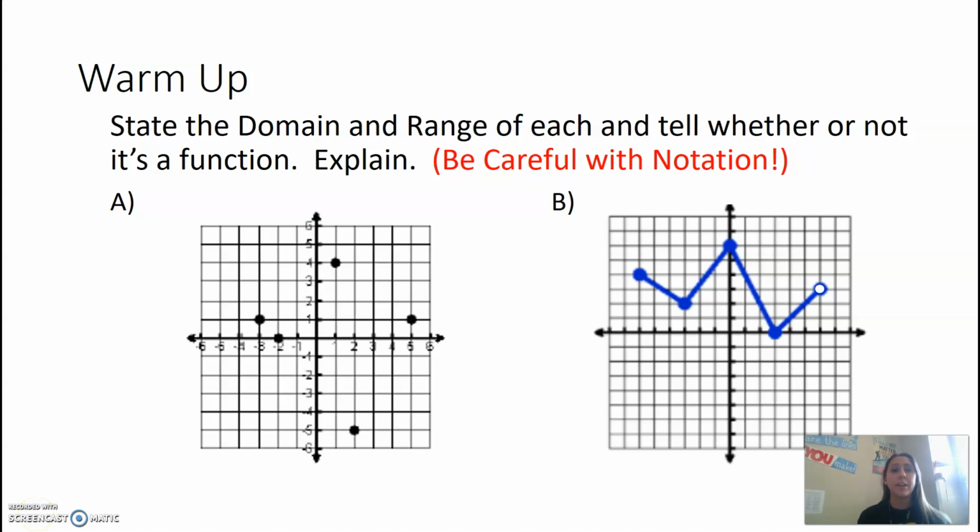Hello, functions. All right, go ahead and start with this warm-up. I'd like you to state the domain, the range, and tell me whether or not it's a function, and then I want you to tell me why. So go ahead and hit pause and answer those questions.